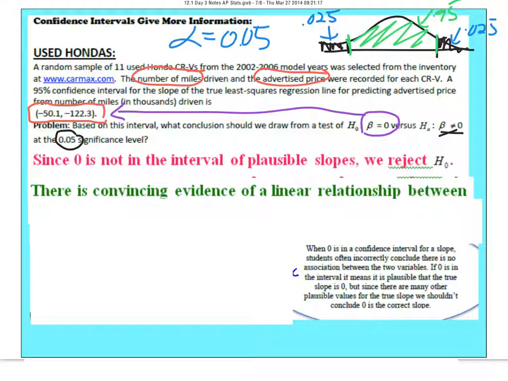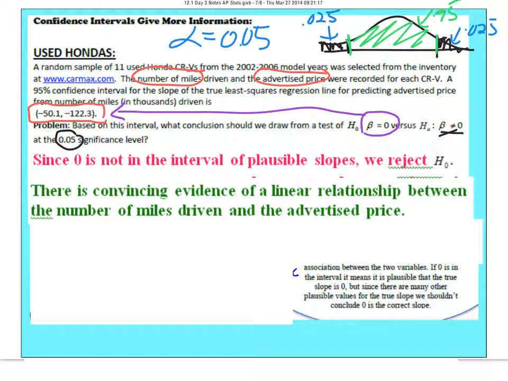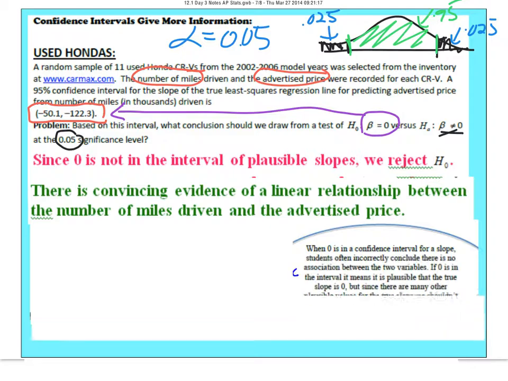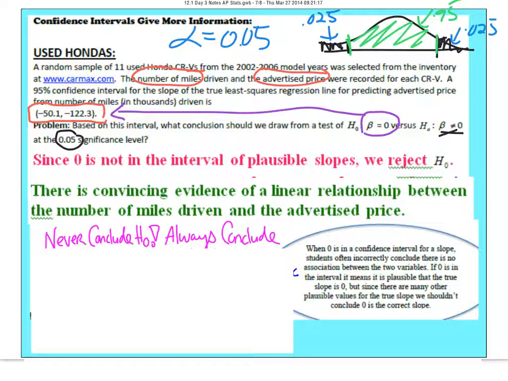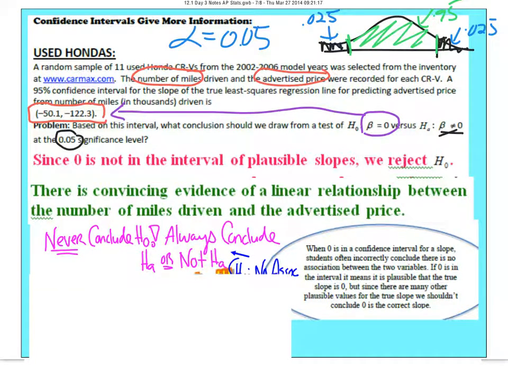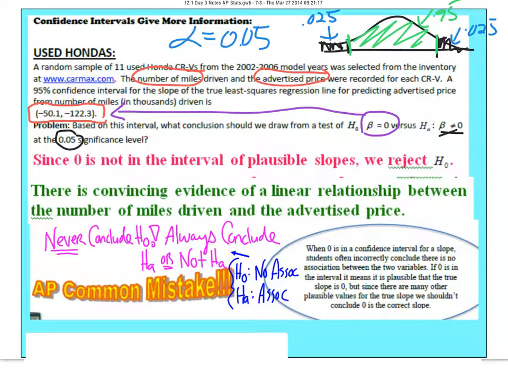There is convincing evidence of a linear relationship between the number of miles driven and the advertised price. A second reminder, be cautious. If we had said that we failed to reject H sub O, our conclusion is that we cannot conclude H sub A is true. Be very cautious, never conclude H sub O. Always conclude either H sub A or not H sub A.